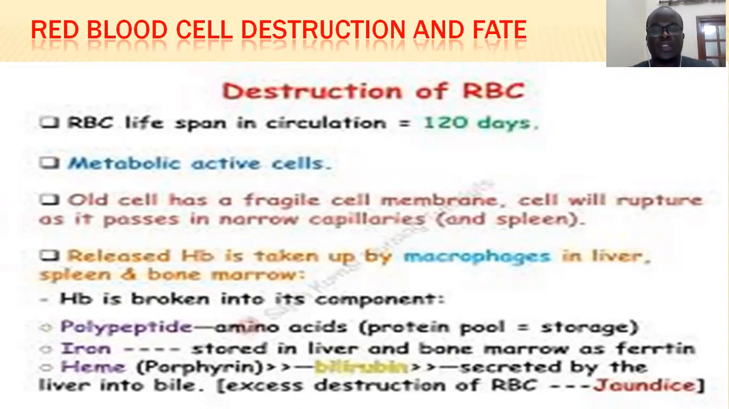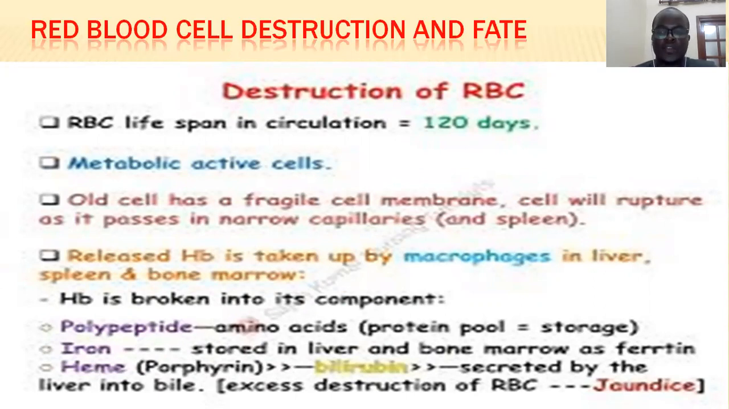Then the reticuloendothelial system, the macrophages that are found within the liver, the spleen, the bone marrow, will take advantage of that and phagocytose part of these remnants of red blood cells. And that's where you have liberation of hemoglobin and also the iron that can be reused by other cells or for more production of red blood cells, like I said. So you have the polypeptide, which is amino acids, and these will provide amino acids for protein synthesis. And this protein could be hemoglobin again. Then the iron that is coming from the heme group is stored within the liver and bone marrow as ferritin.